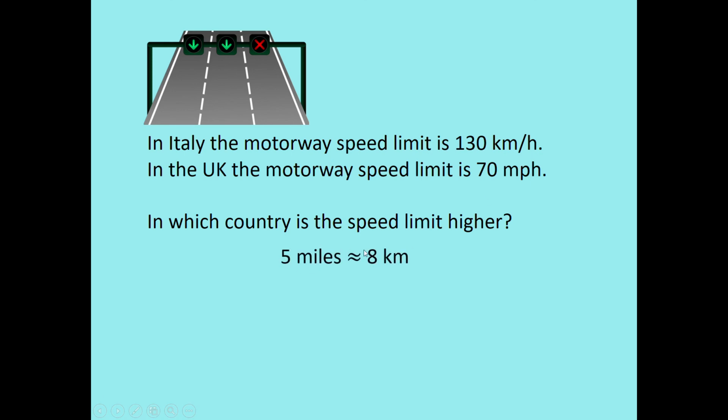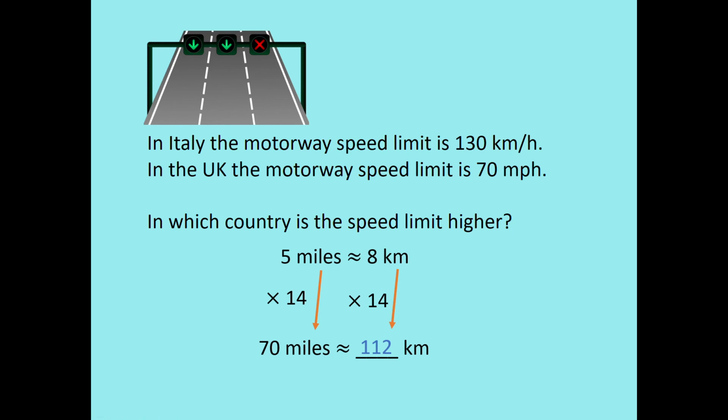We know that 5 miles is roughly 8 kilometres. So we can work it out. 70 miles is roughly how many kilometres? So what I'm going to do is divide 70 by 5 to see how many times 5 miles fits in. And that goes in 14 times. 5 times 14 is 70. What do you think I'm going to do now to figure out the kilometres? I've got to do the same to my kilometres that I've done to the miles. I need to also multiply that by 14. So 8 times 14 is 112 kilometres.